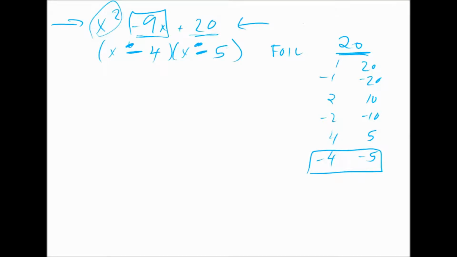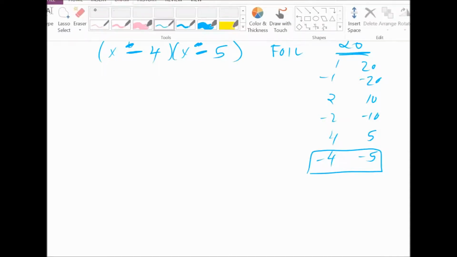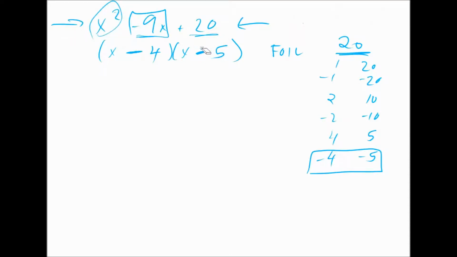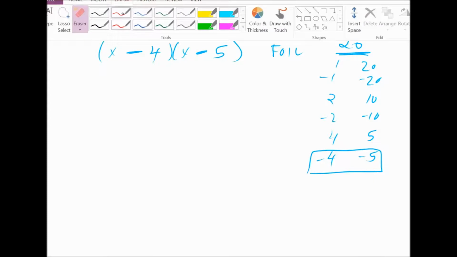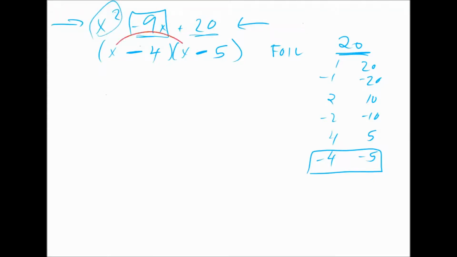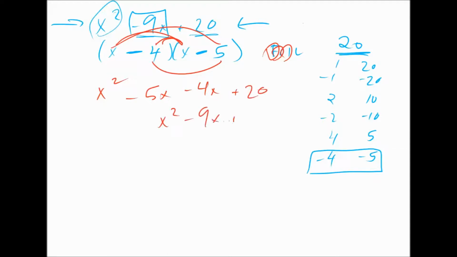And we're just going to go ahead and check our work to make sure we got this correct. So x times x, that's the F in FOIL, the first, x squared. Outside, x times negative 5, negative 5x. Then the inside, negative 4x. Here, positive 20. X squared minus 9x plus 20.